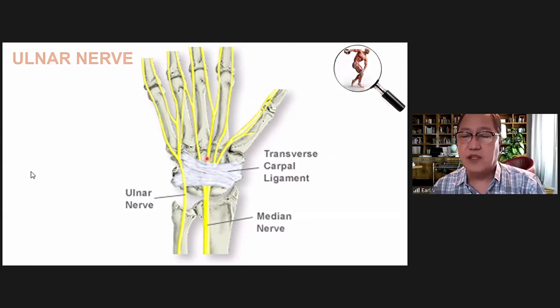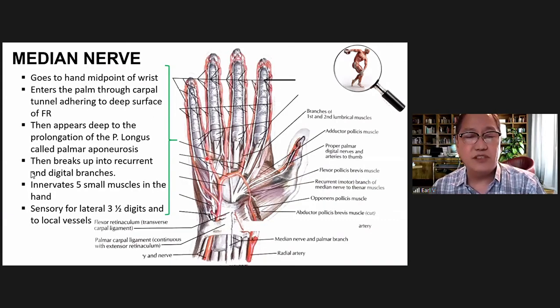Okay, now we go to the median nerve. The median nerve goes to the hand at the midpoint of the wrist, inside the carpal tunnel. It enters the palm through the carpal tunnel, adhering to the deep surface of the flexor retinaculum.